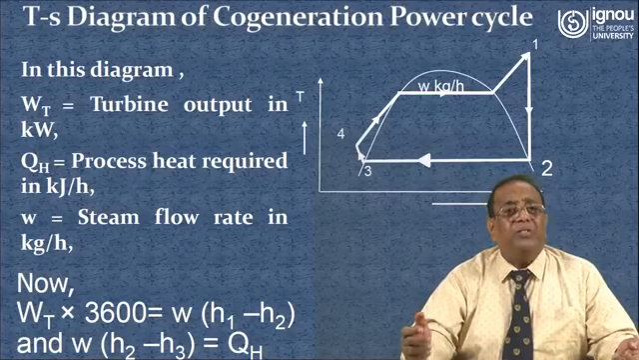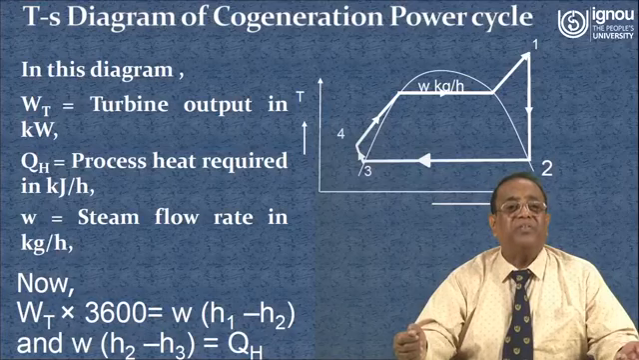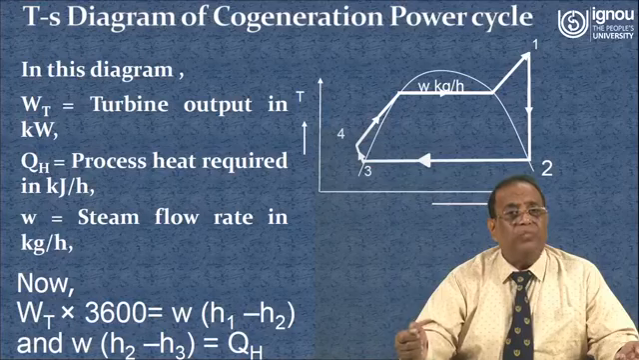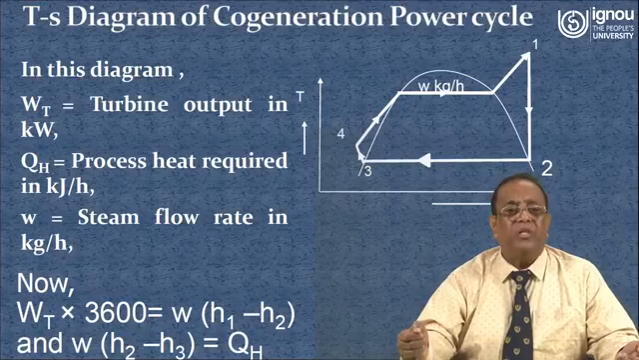Now, WT is the turbine output in kilowatt, that is kilojoule per second, and QH is the process heat required in the process heater, in kilojoule per hour. W is the steam flow rate in kilogram per hour. Now, we can write that WT × 3600 = W × (H1 − H2).